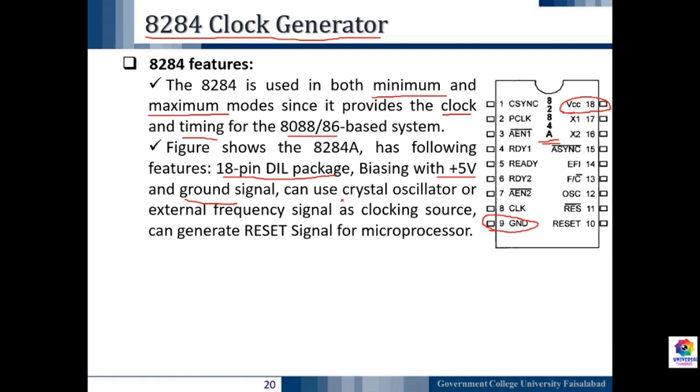It can use the crystal oscillator or the external frequency signal as the clocking source. So 8284 provides the facility to generate the clocking signal with the help of a crystal oscillator or the external frequency source. So we have both the options in 8284. The next feature, it can generate the reset signal for the microprocessor.